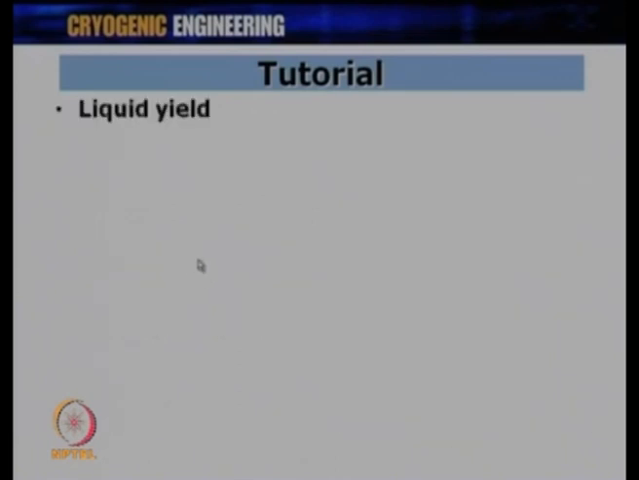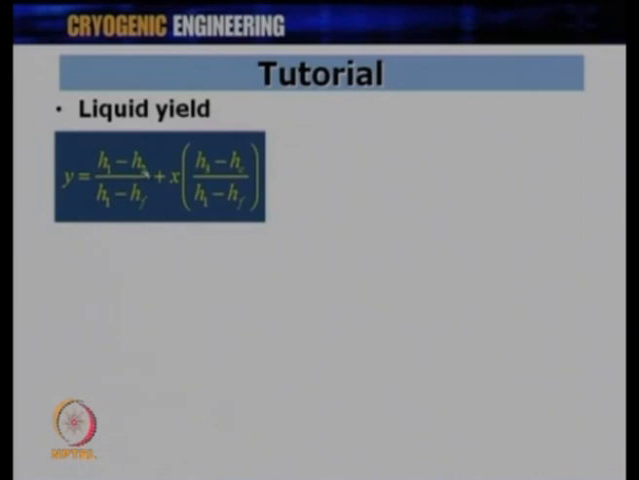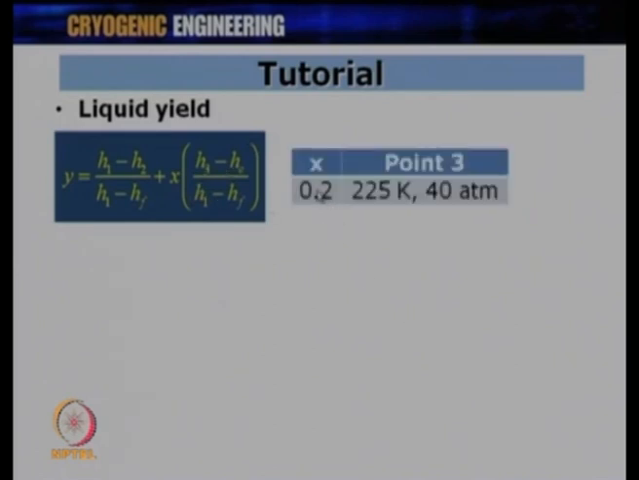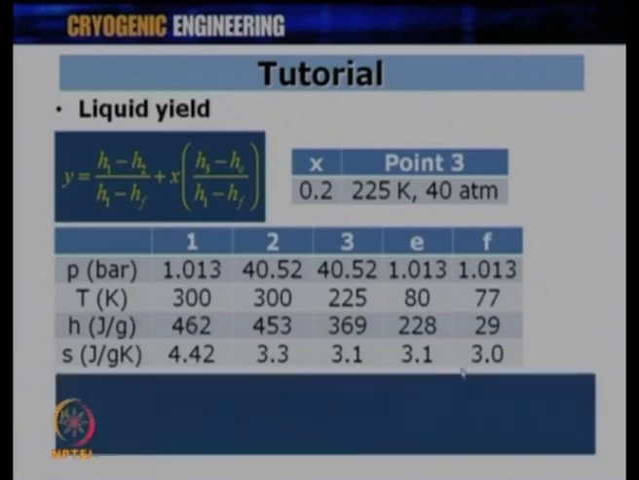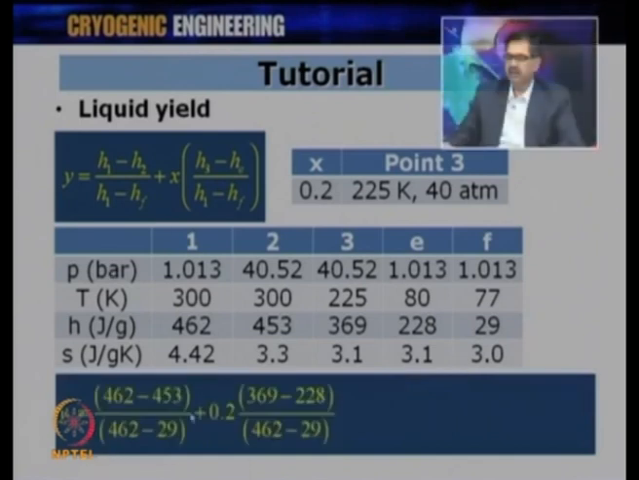So, let us start doing simple calculations and calculate the liquid yield by the formula y is equal to (H1 minus H2) upon (H1 minus HF) plus x times (H3 minus HE) upon (H1 minus HF), where x is equal to 0.2 in this case, T3 is equal to 225 Kelvin and 40 atmosphere pressure. So, taking the respective points from this table, from where enthalpy and entropy have to be read, let us calculate the value of y. H1 minus H2 is 462 minus 453, upon H1 minus HF, 462 minus 29.